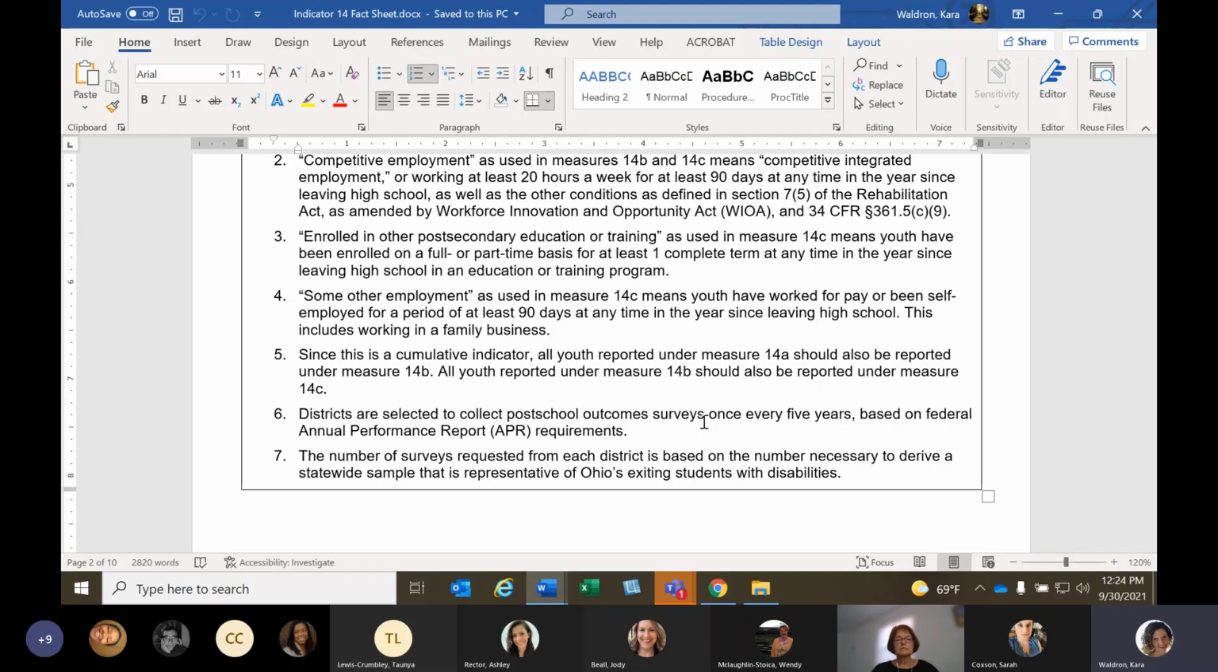We divide them into 5 cohorts, and every 5 years, they take turns collecting the exit data for the first year, and then 1 year later, working really hard to follow up with all of the students from the exit group to find out what they're up to.